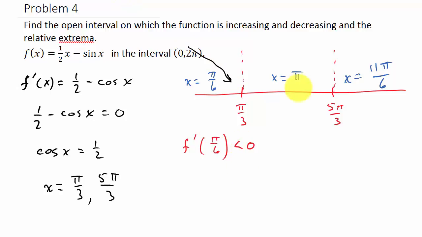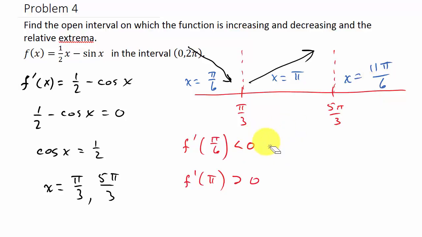And then we'll do the pi. So f prime of pi. Well, let's see. The cosine of pi is equal to negative 1. So 1/2 minus a negative 1, that's positive. So that's greater than 0. And so that means on this interval, we are increasing.